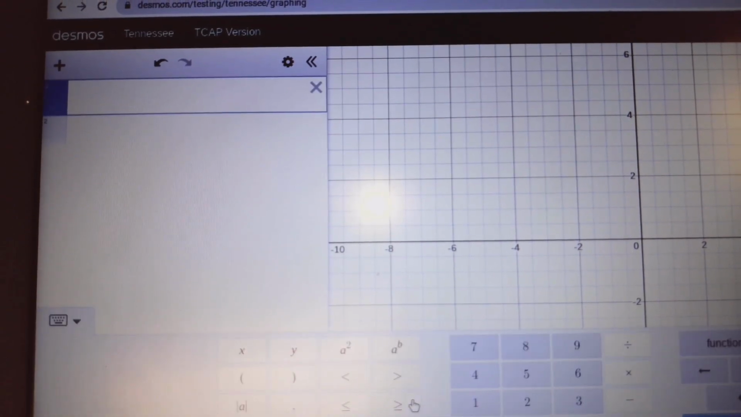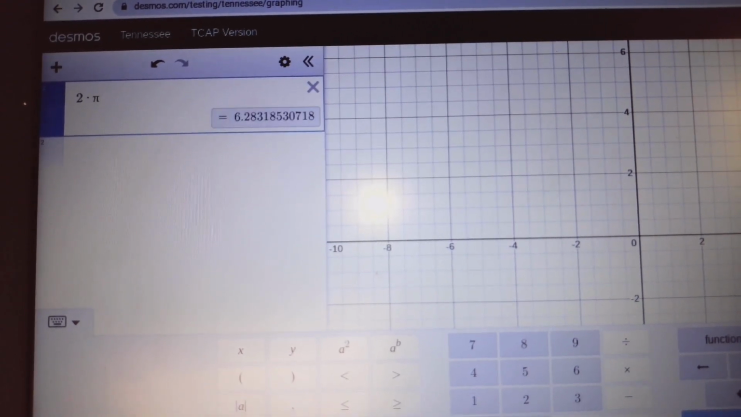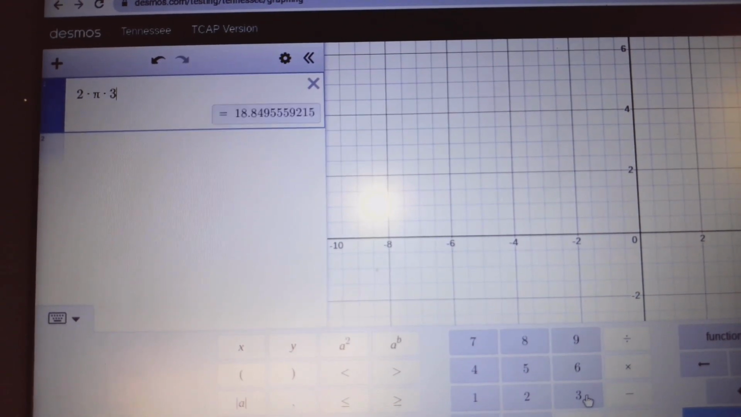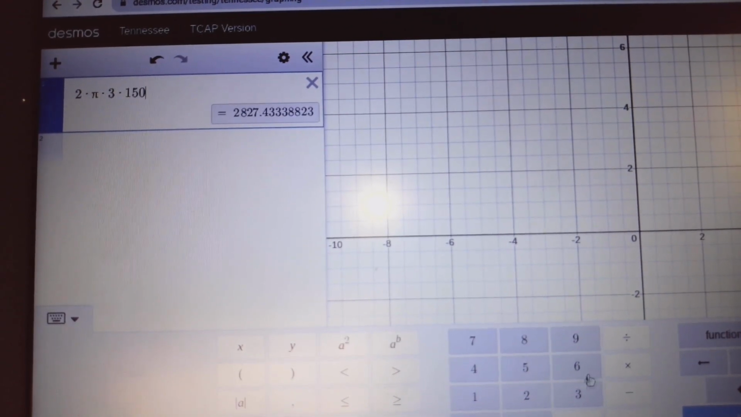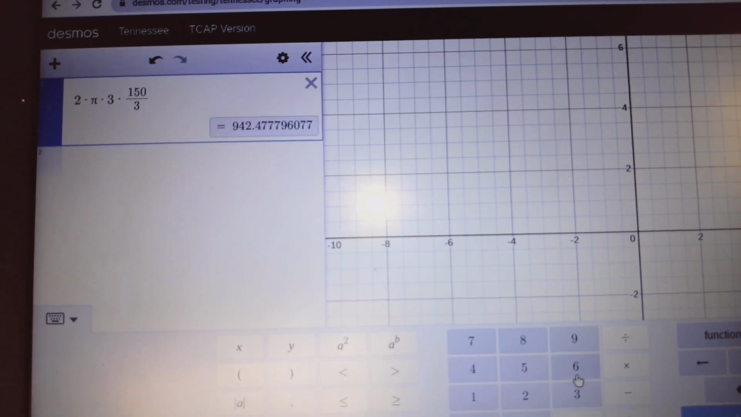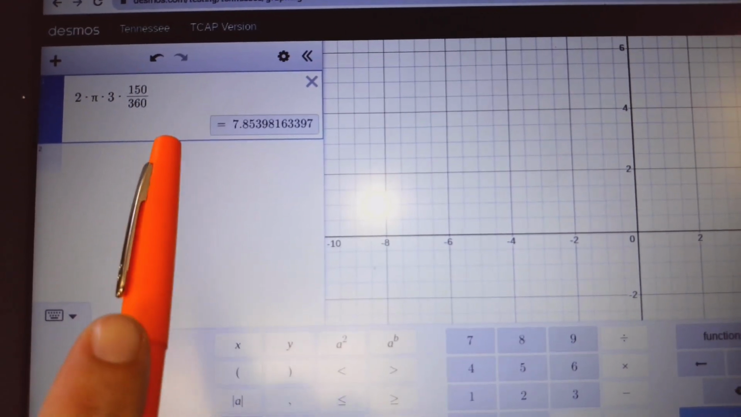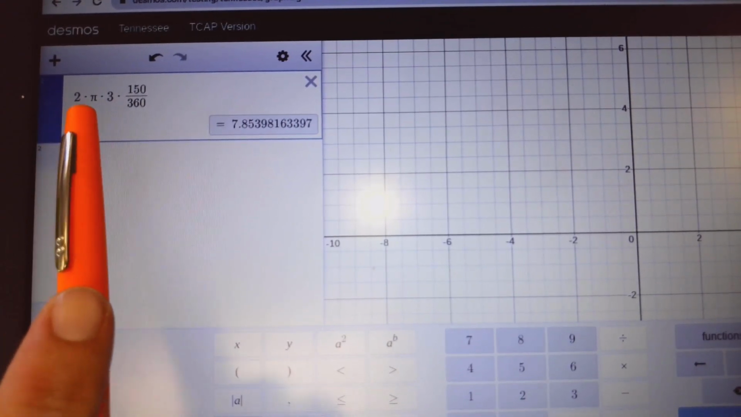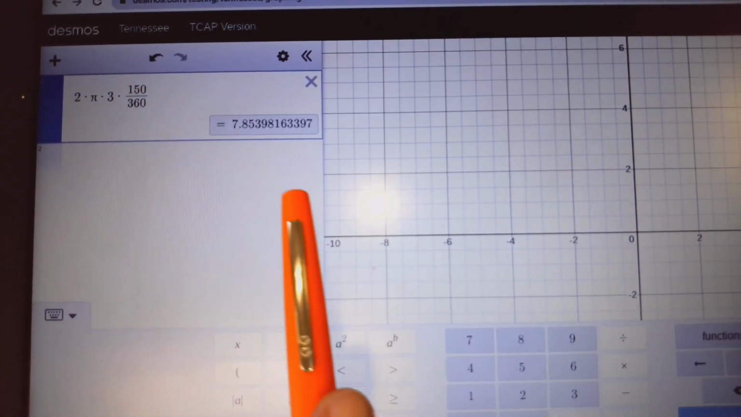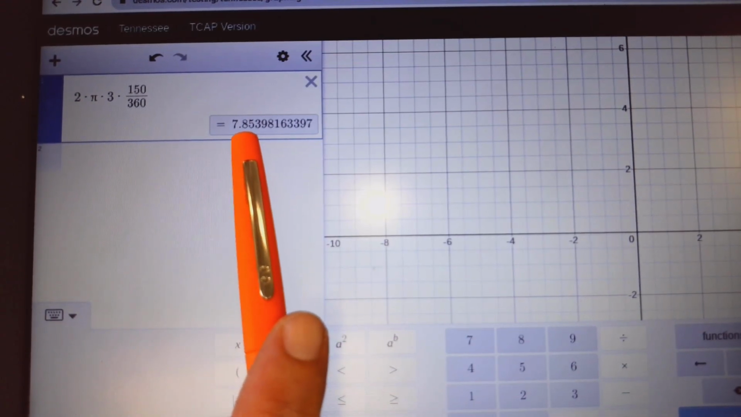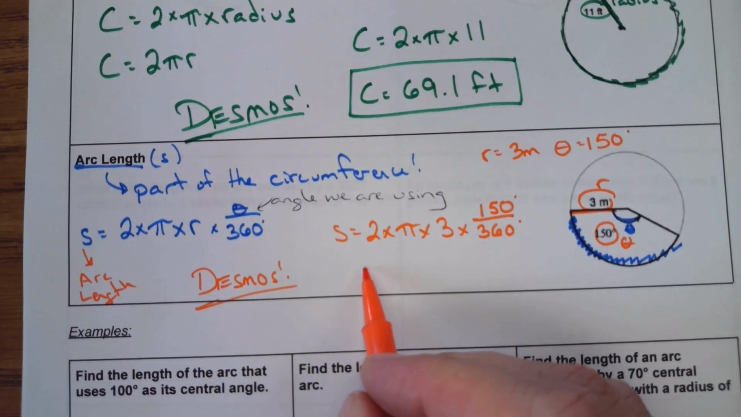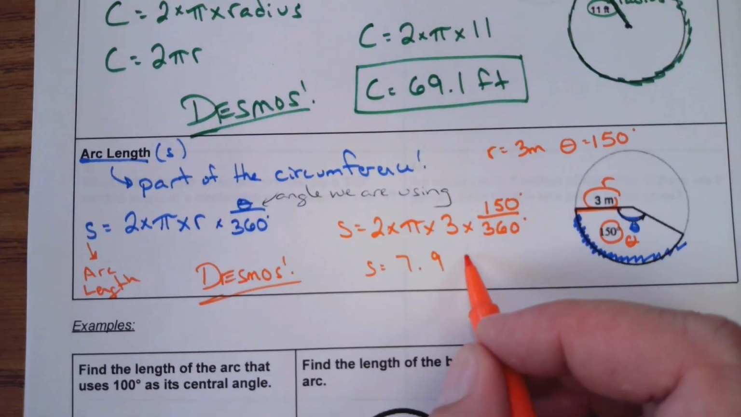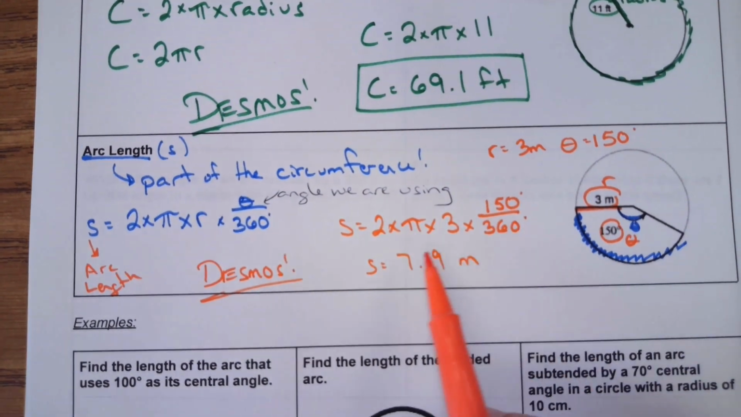All right, so we have 2 times pi times the radius, which is 3. And then we're going to multiply by 150 divided by 360. So we need to make sure that we have this fraction pop up here. So 2 times pi times the radius. Theta was 150 over 360. 7.9. We'll go to 1 decimal place, so 7.9. So S is equal to 7.9 meters. Meters will be your unit there.